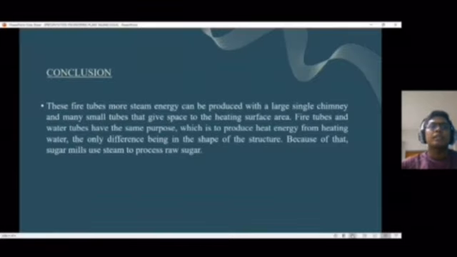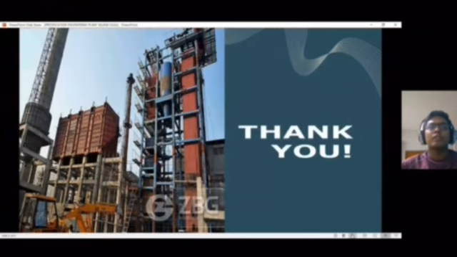Conclusion. With a fire tube, more steam energy can be produced with a large single chimney, and many small tubes can give space to the heating surface area. Fire tubes and water tubes have the same purpose, which is to produce heat energy from heating water, the only difference being in the shape of the structure. Because of that, sugar mills use steam to process raw sugar. Thank you. That's all from us.